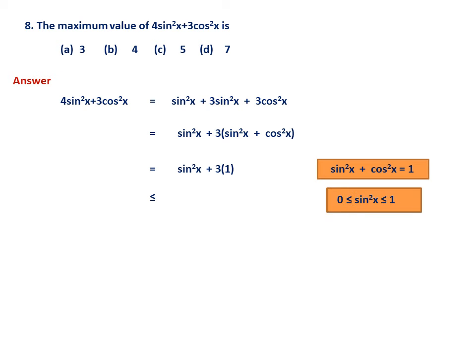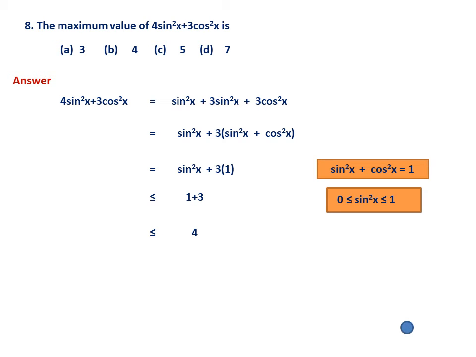So, it is less than or equal to, very important now. See, sin x lies between minus 1 and plus 1. Sin square x lies between 0 and 1. When you square it, I made this clear in the previous lesson also. So, this is 1 plus 3. Therefore, it is 4. Therefore, the maximum value of this one is 4.